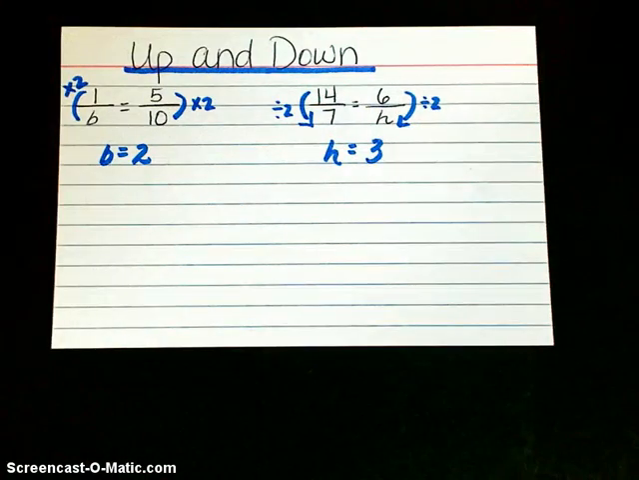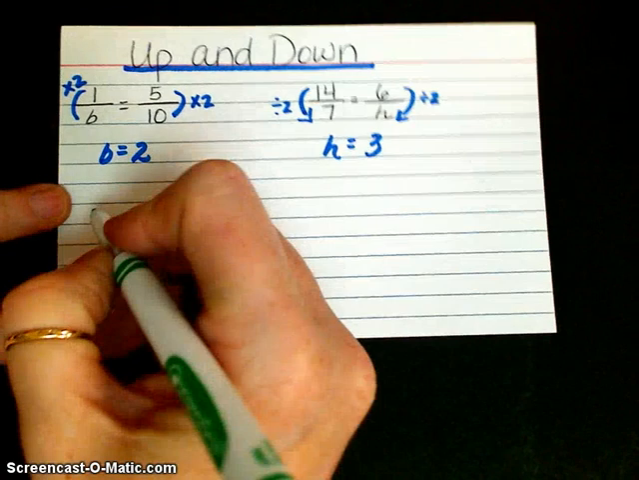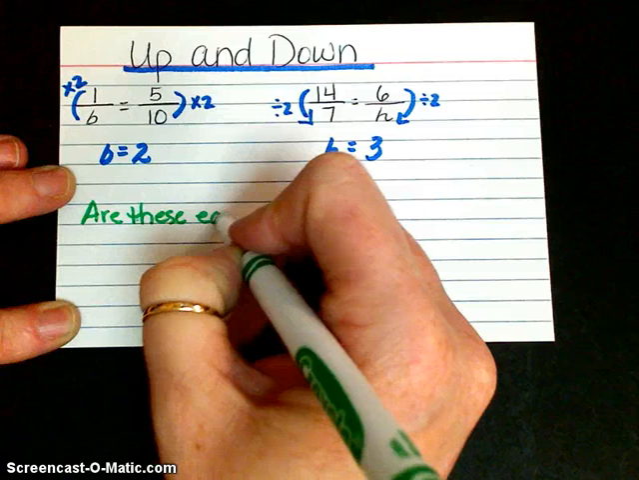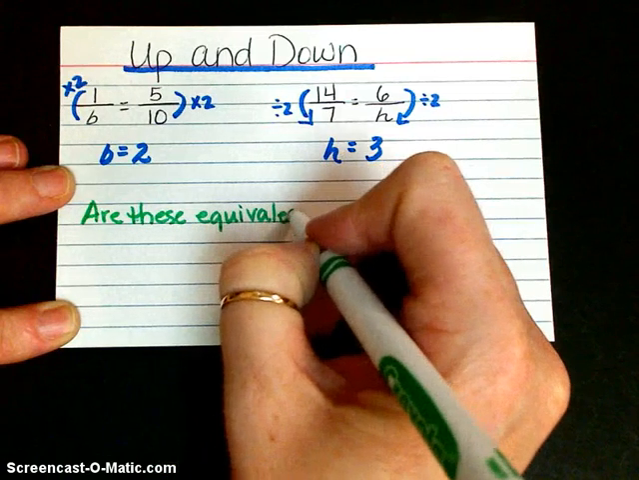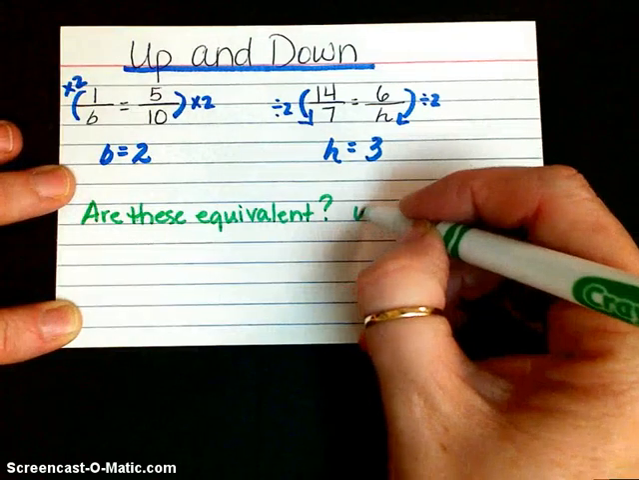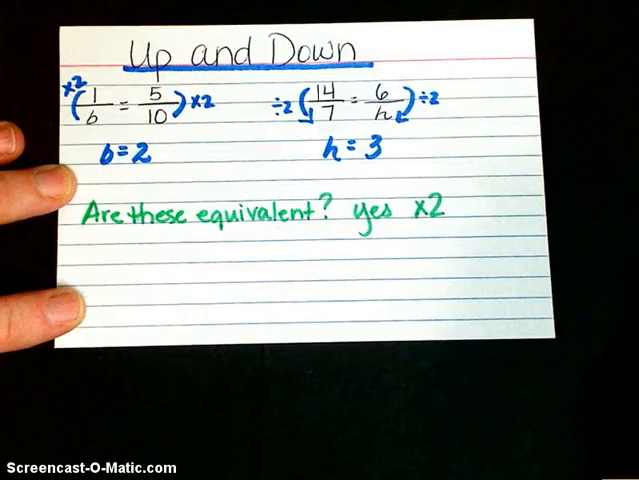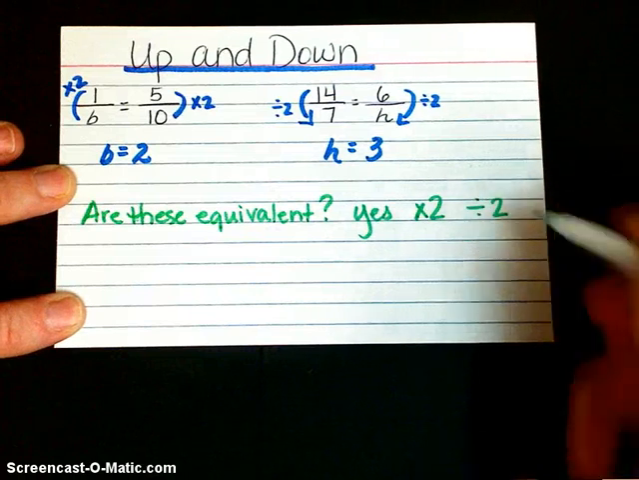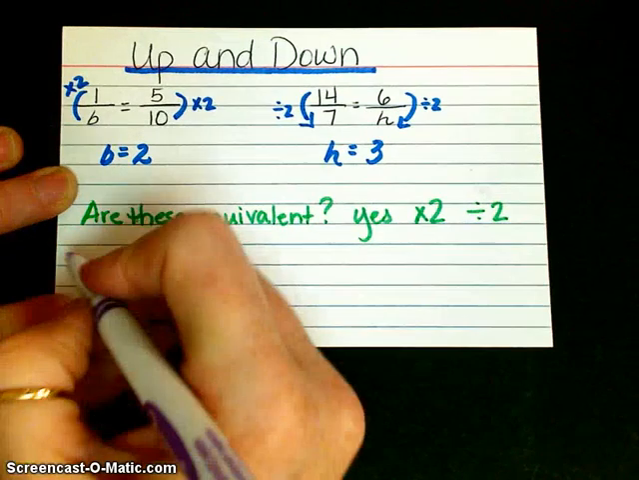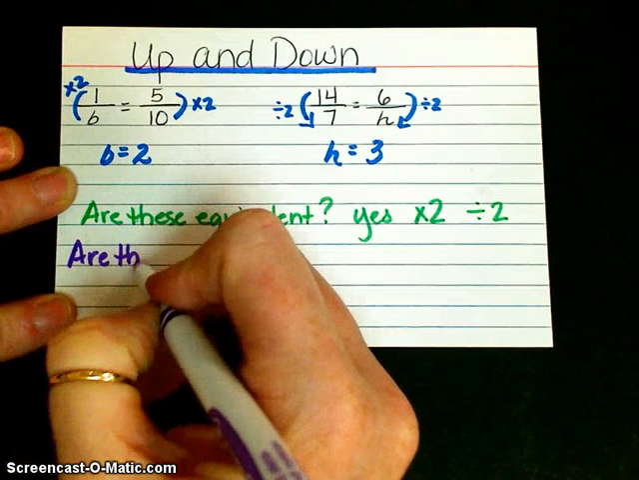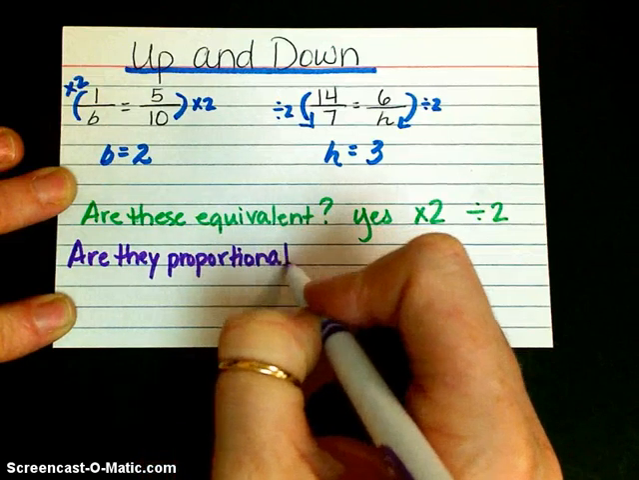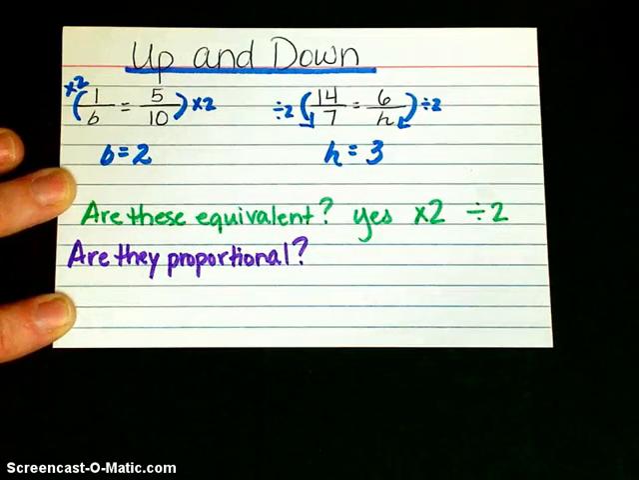Now my question again for those two problems is, are these equivalent to each other? And the answer is yes, because on both of them, we either multiplied both sides by 2 or we divided both sides by 2. But then we're left with the question, are they proportional? Let's see if we can figure that out.